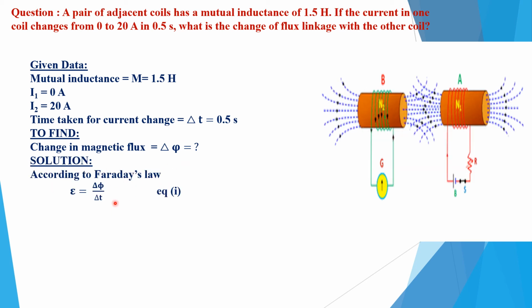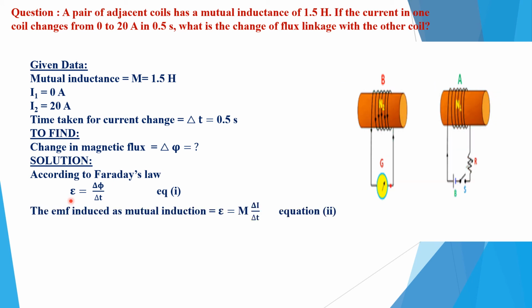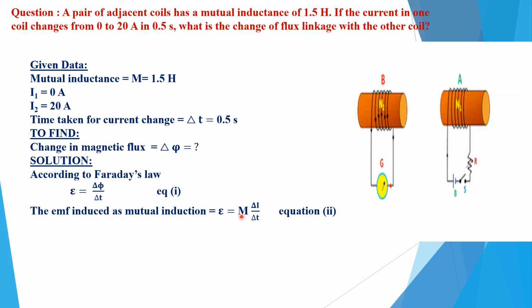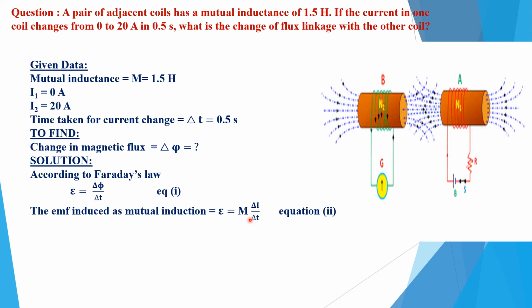According to Faraday's law, rate of change of magnetic flux is equal to induced EMF. Let's say equation number 1. The EMF induced as mutual inductance is equal to M delta I divided by delta T. Let's say equation number 2.